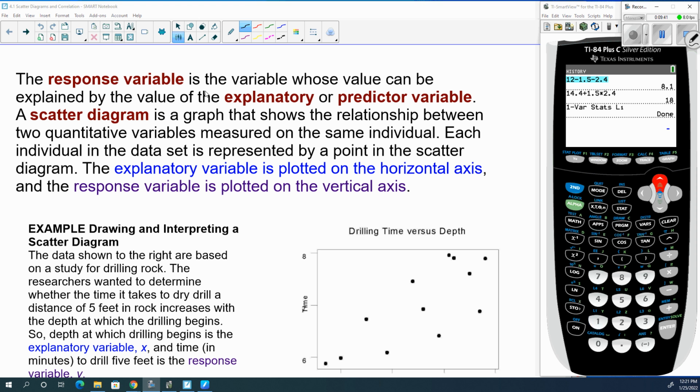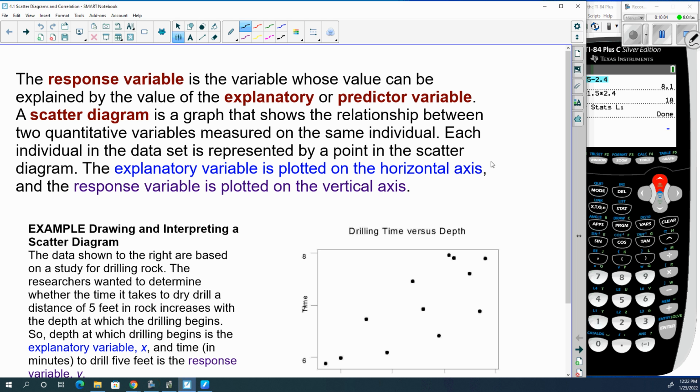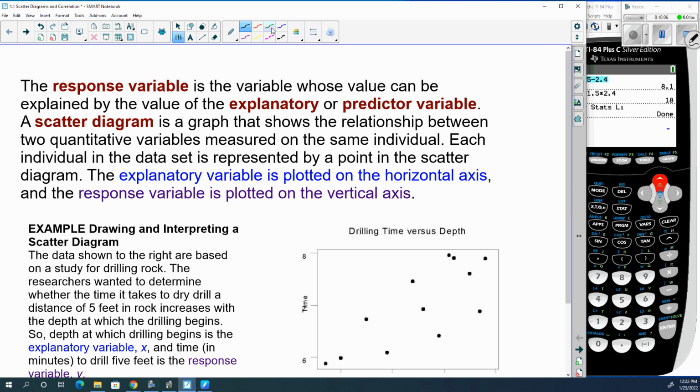It says the response variable is the variable whose value can be explained by the value of the explanatory or predictor variable. A scatter diagram is a graph that shows the relationship between two quantitative variables measured on the same individual. Each individual in the data set is represented by a point in the scatter diagram. The explanatory value is plotted on the horizontal axis, that's the x-axis, and the response variable is plotted on the vertical axis, which is the y value.